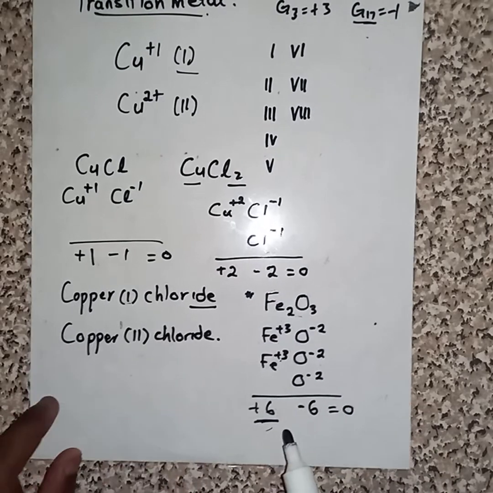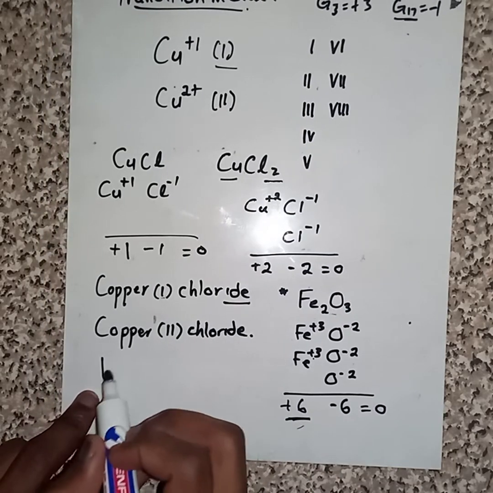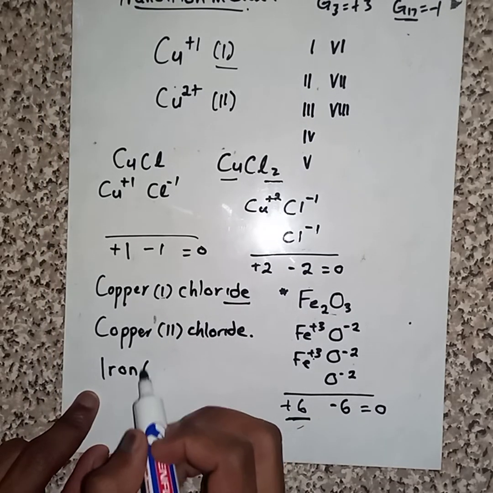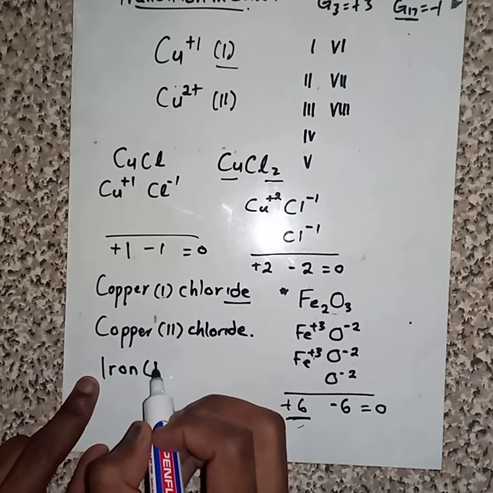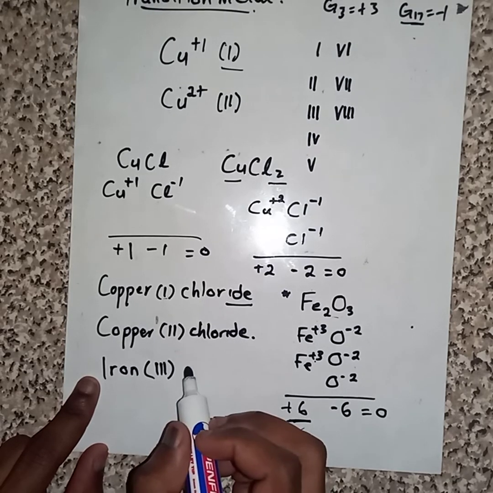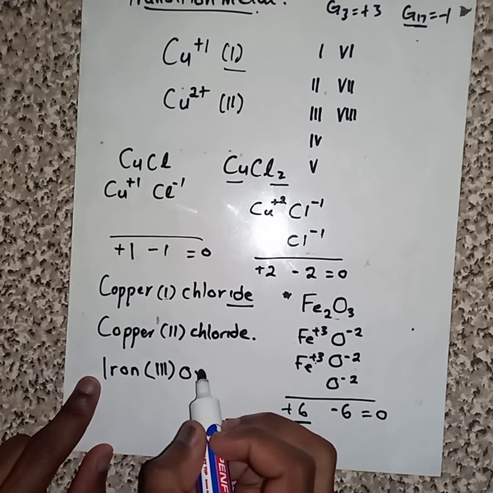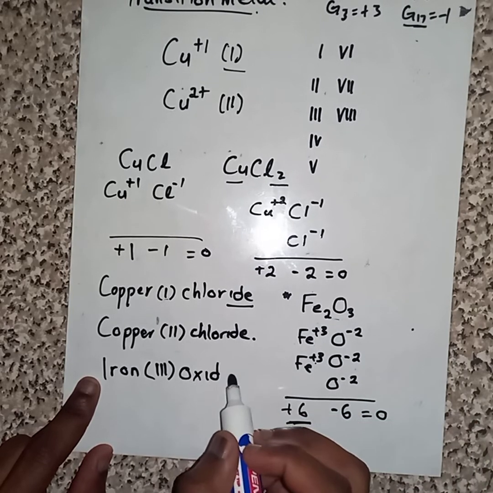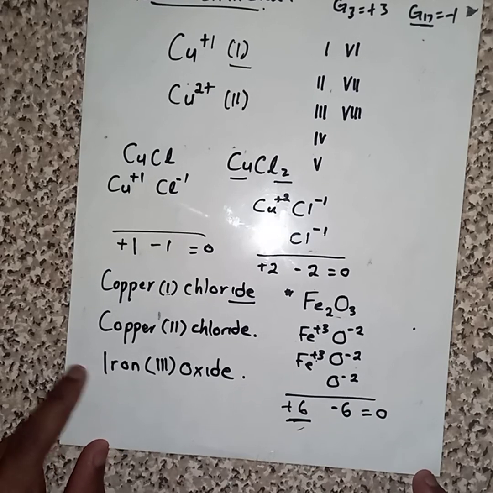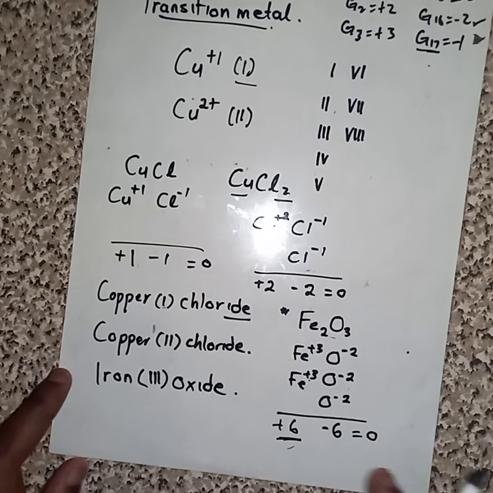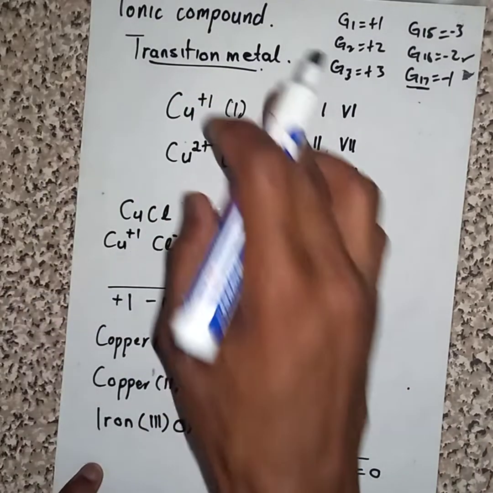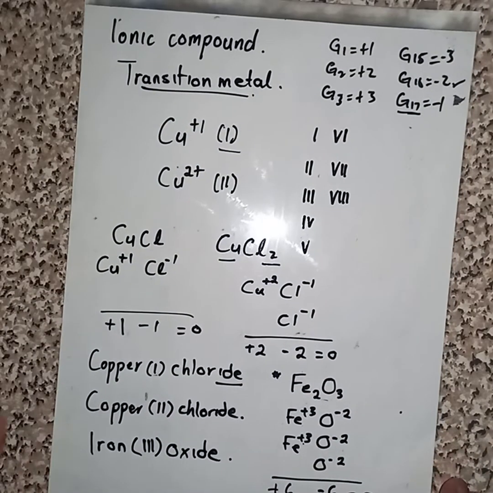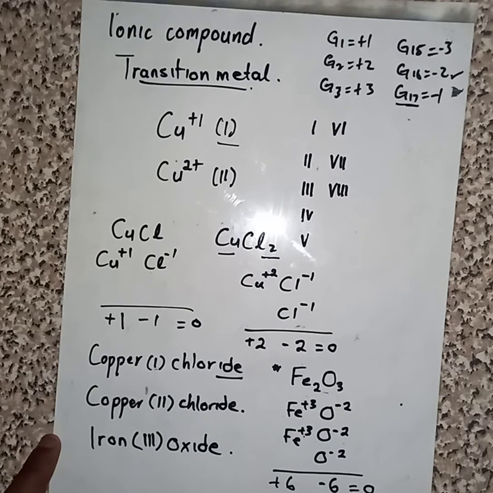When naming, you are then going to say, you open bracket, you write 3. What next? Not oxygen, don't forget. For O we say oxide. This is how we write the names for the transition metals when they combine with a non-metal.